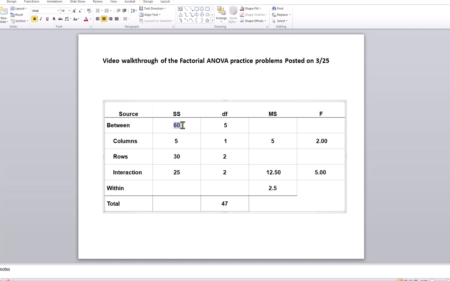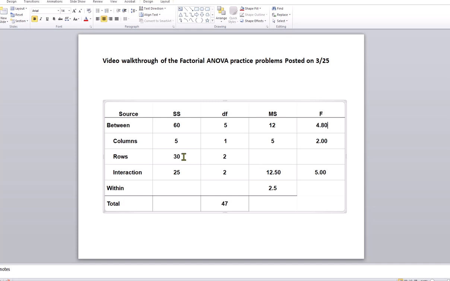So again, 60 gets divided up into these three components. 5 gets divided up into these three components. So now we can go in this direction. 60 divided by 5 gives us this. That's 12, mean square for the between groups. And then 12 divided by 2.5, this number divided by 2.5 gives you the F-test for the one-way ANOVA, and that comes out to be 4.8.